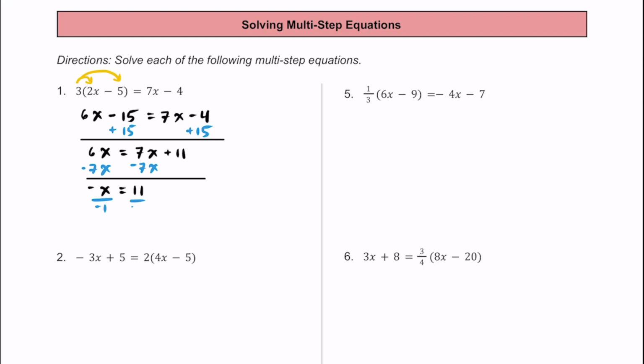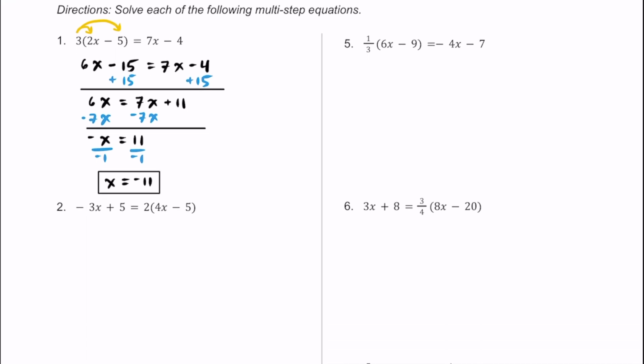Next, we're just going to go ahead and divide both sides by negative 1 here just to get rid of that coefficient. And so we're just going to get x. So x is going to equal, and then 11 divided by negative 1 is going to be negative 11. X equals negative 11 would be the solution to this equation. Let's see number 2 now.